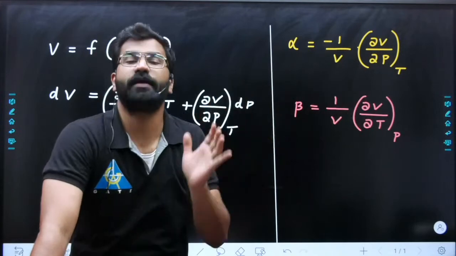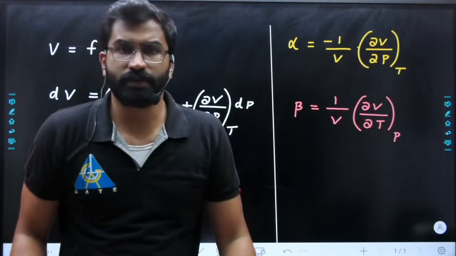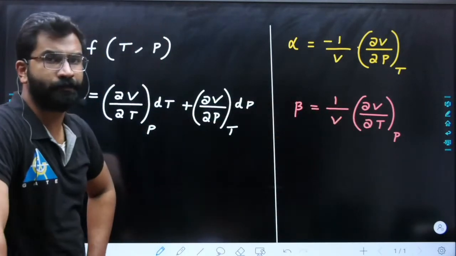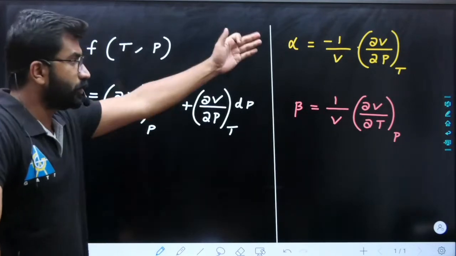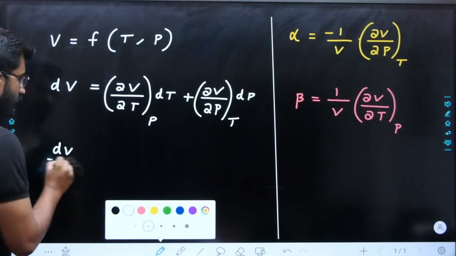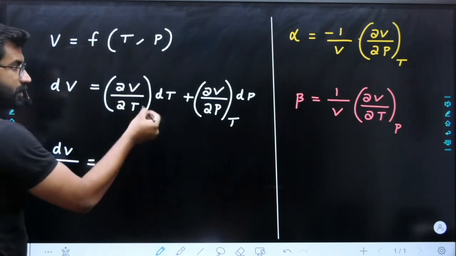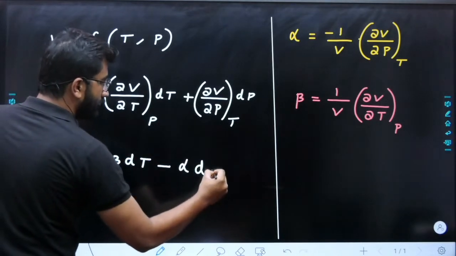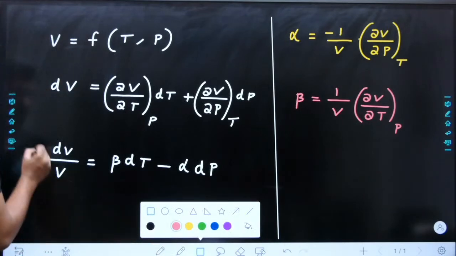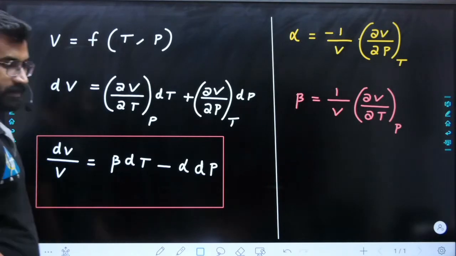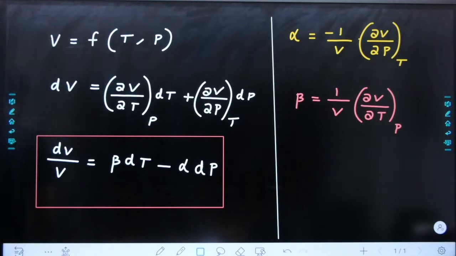This same beta we are using in heat transfer also, in which process? Natural convection. In natural convection we have beta, the coefficient of volume expansion. If you substitute these two things and divide the equation by V, this term is nothing but beta dT minus alpha dP. So this is the basic equation you need to remember first in fluid mechanics. I hope it is clear for everyone. This is the basic equation you need to remember whenever we start fluid mechanics.